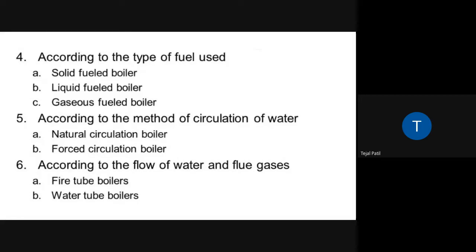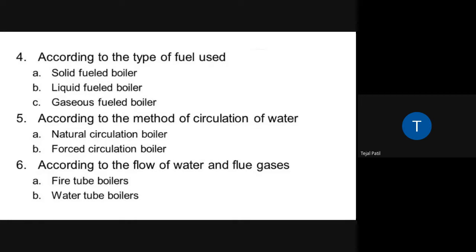Then the next one is according to the method of circulation of water. Okay, if, depending on the density, the water is circulating inside the boiler, then it is known as a natural circulation boiler. Then the next one is the forced circulation boiler. That means in this case the water is not circulated due to the density difference. Instead it needs an external means for circulation, so a pump is used so that you can circulate the water and get the required results.